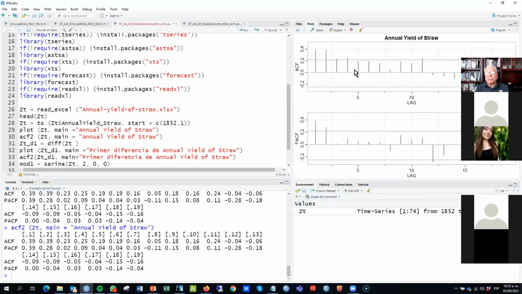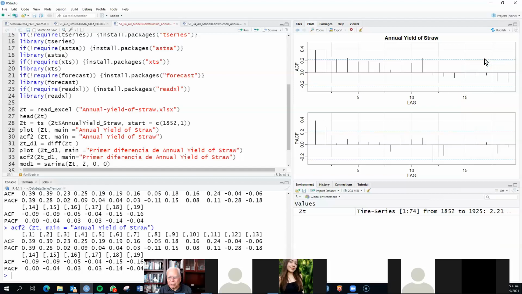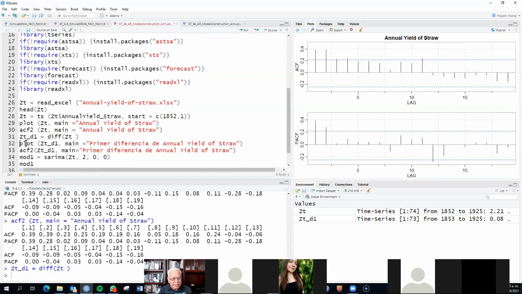Okay, so it looks like it's not dying very fast to zero. I have a couple of spikes here, and there's one significant spike here, whatever. So it may not be dying fast enough. So we will check first if we need to difference it, if we calculate a difference of the series. So I'm going to call it ZTD1. I'm going to call that the first difference of the series ZT. Okay, so ZTD1 will have the first difference.